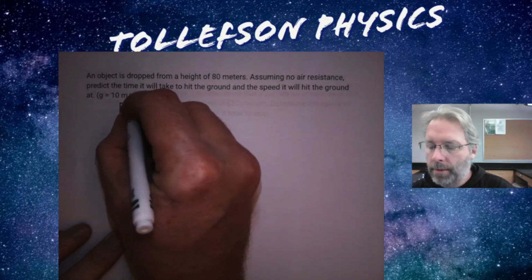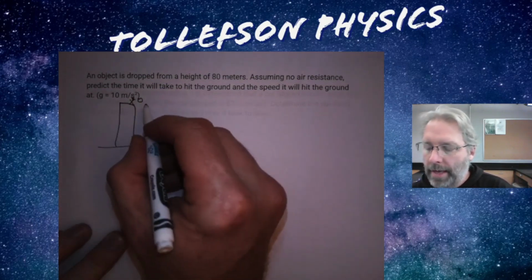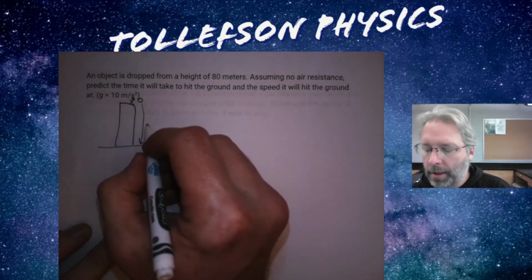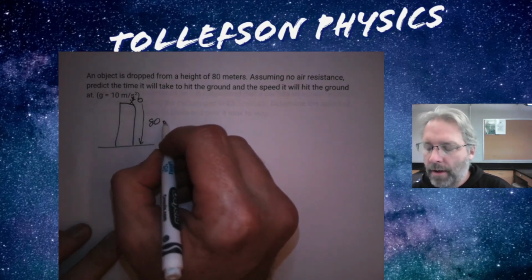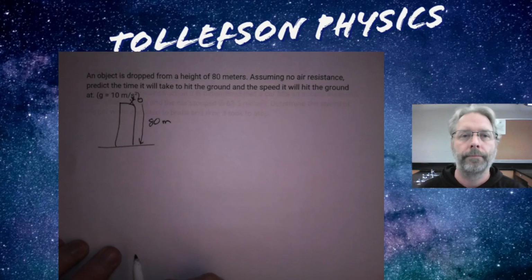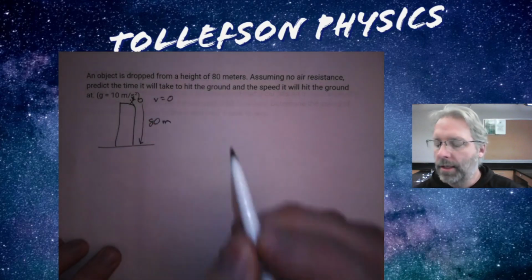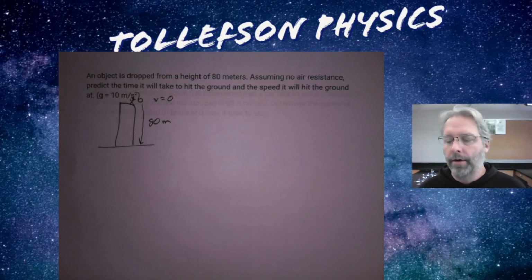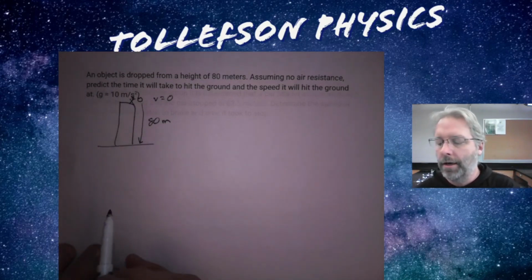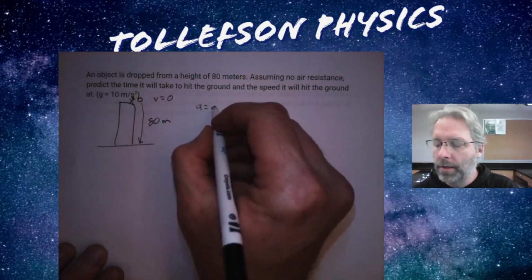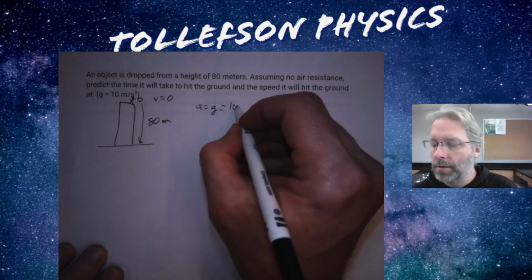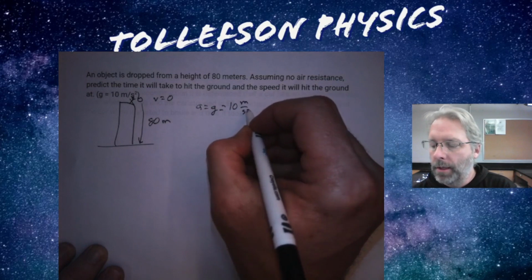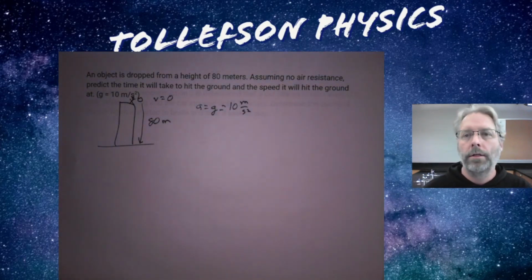Somebody is standing on top of this building, and that object, a ball in this case, is going to fall 80 meters. We're going to start with a velocity equals 0. One other thing when we're dealing with free fall is that acceleration equals the acceleration due to Earth's gravity, and we're going to use 10 meters per second squared to make the calculations a little bit easier.